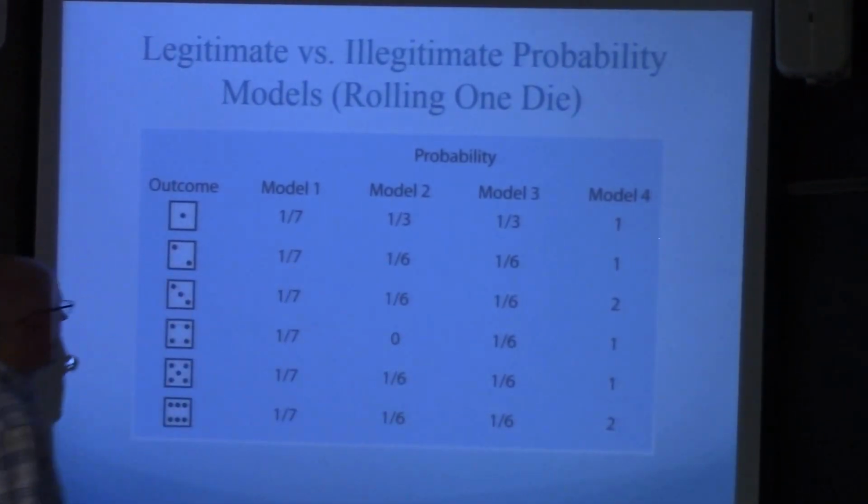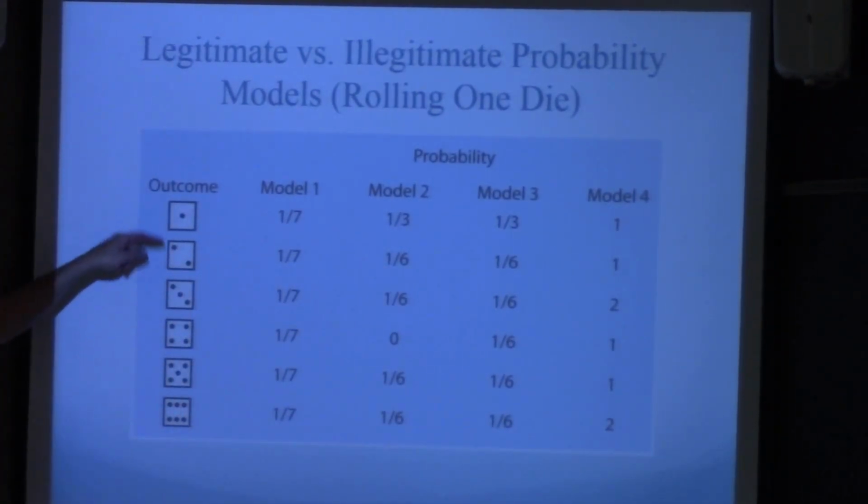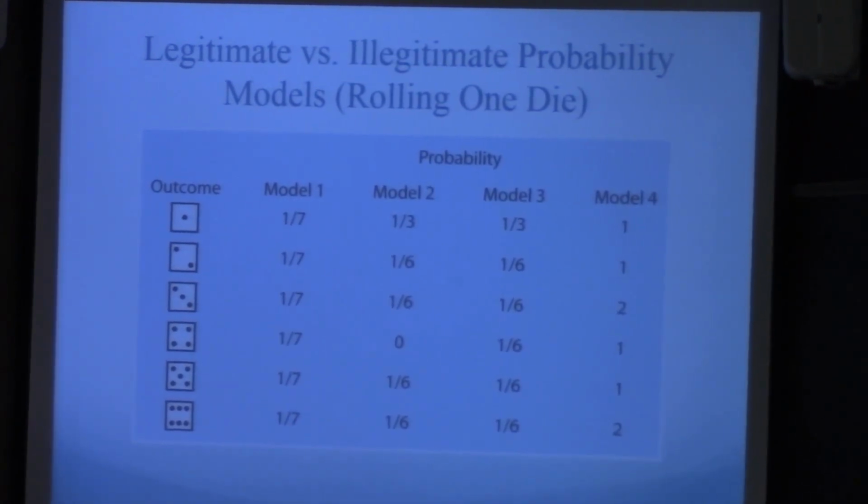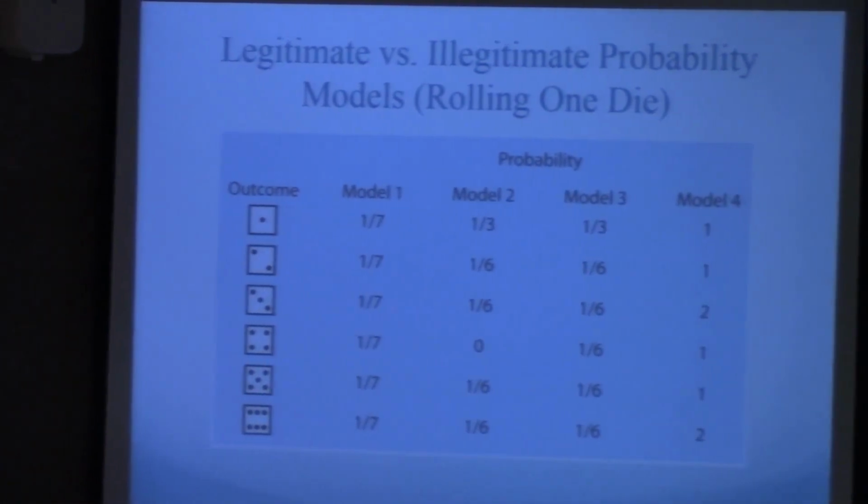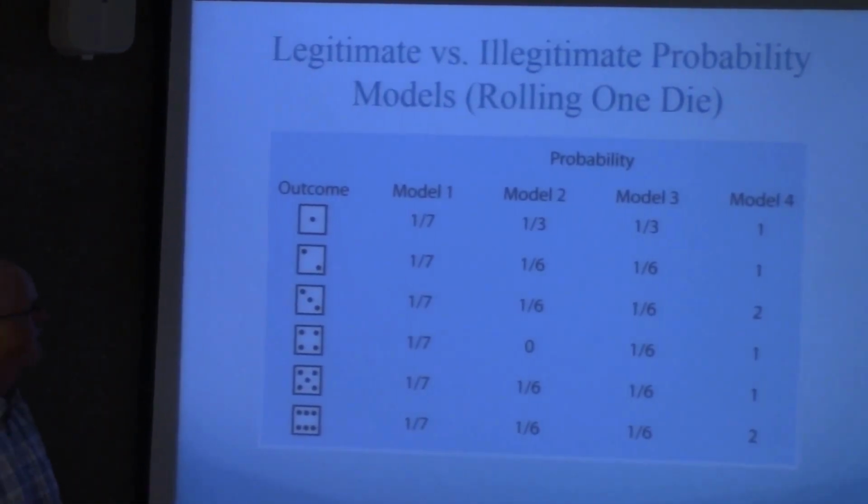There are 6 possible outcomes: 1, 2, 3, 4, 5, or 6 is what shows on the top of the die. Which of these models is legitimate, which is illegitimate, which is best, which is worst? Are any of them really good? Doesn't look like any of them are good. Which are legitimate and which are not?